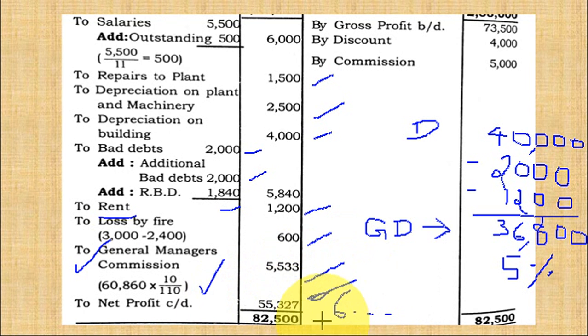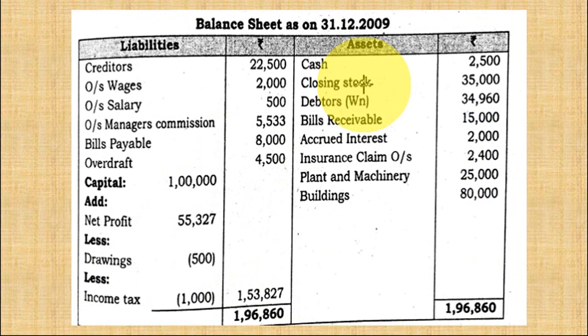What is the balancing figure? Here we got the actual balancing figure 60,800 minus 5,533. The balancing figure will be 55,327. Clear? Then we'll prepare the balance sheet. Liability side: creditors, outstanding wages, outstanding salaries, outstanding manager's commission, bills payable, overdraft, capital, opening capital, add net profit, less drawings, less income tax, 1,53,827. And on the asset side, cash, closing stock.